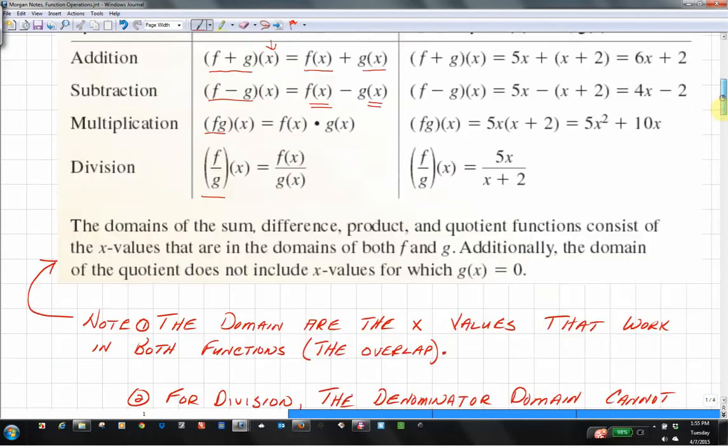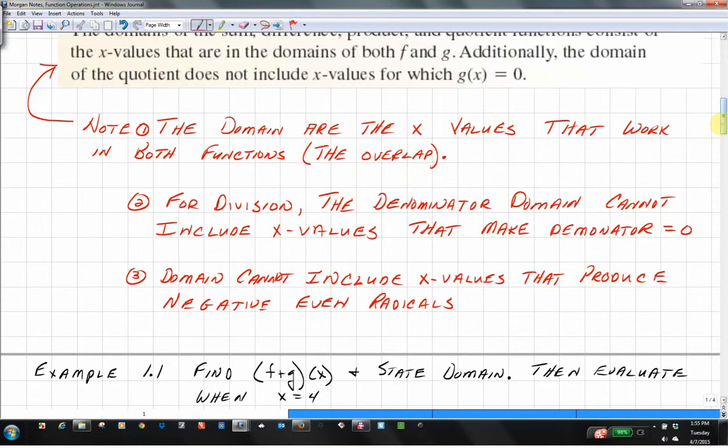And here are the domain comments again, because in some of these when we combine them we're going to have to find the domain. When we have a division, you can't have a denominator of 0, so we have to figure out what values of x would make the denominator 0 and exclude those. The next thing that can't happen is a negative even root. That means a square root or fourth root can't have a negative number underneath.